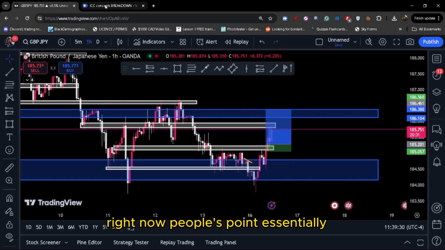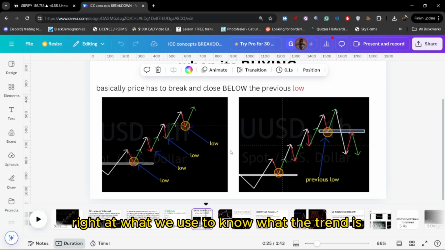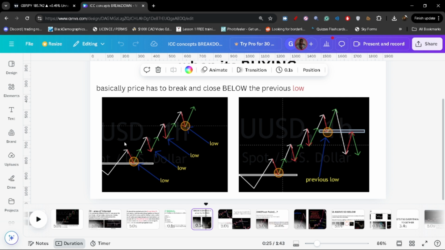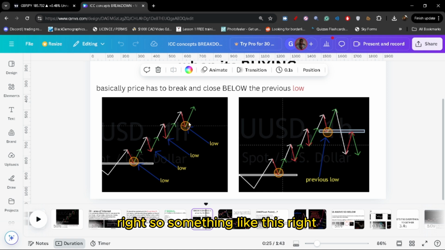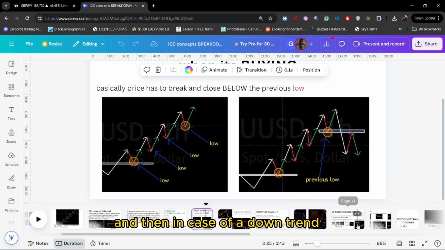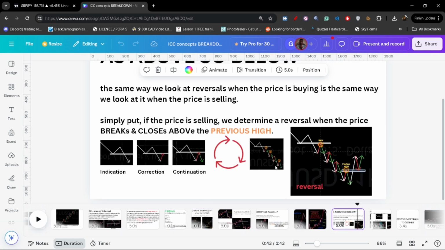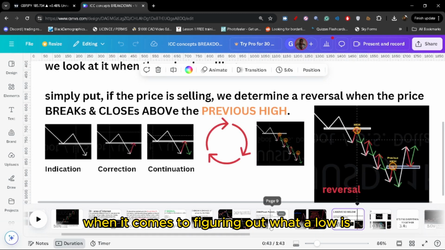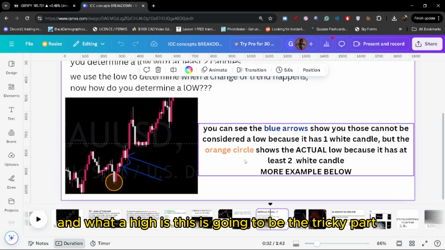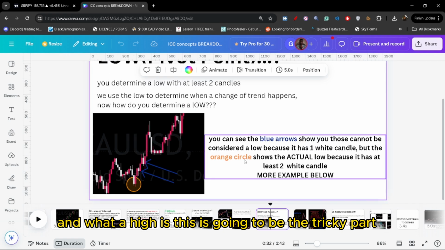Right now, pivot points essentially are what we use to know what the trend is and when a trend reversal happens, right? And essentially, in case of a buy trend, the pivot point is going to be the lows right here, so something like this. And then in case of a downtrend, the pivot points are going to be the highs, so things like this. Now when it comes to figuring out what a low is and what a high is, this is going to be the tricky part, right?